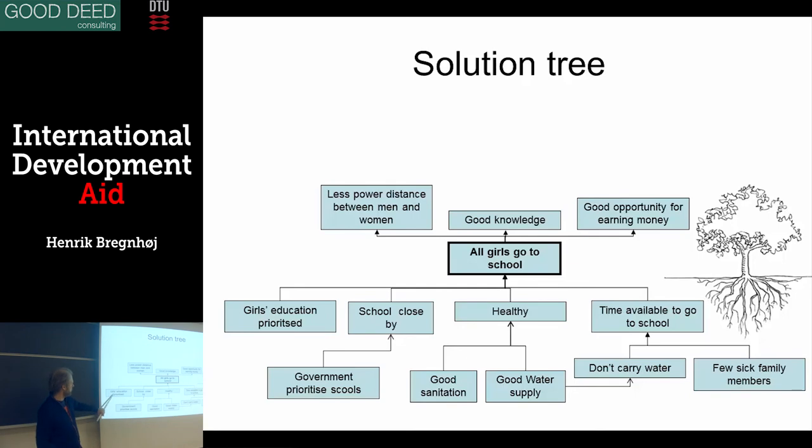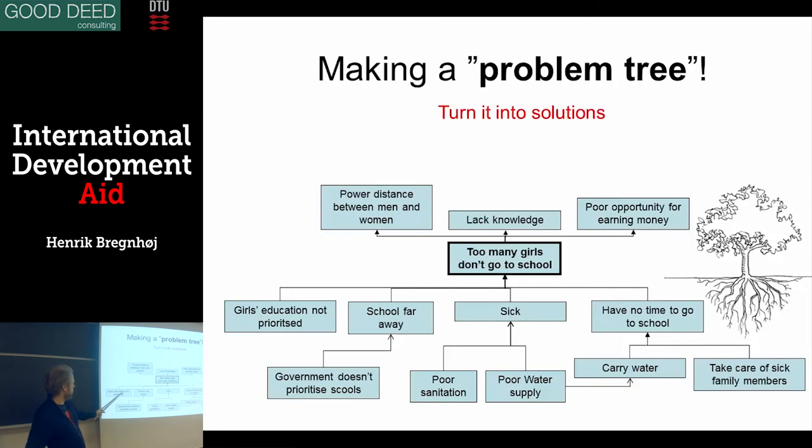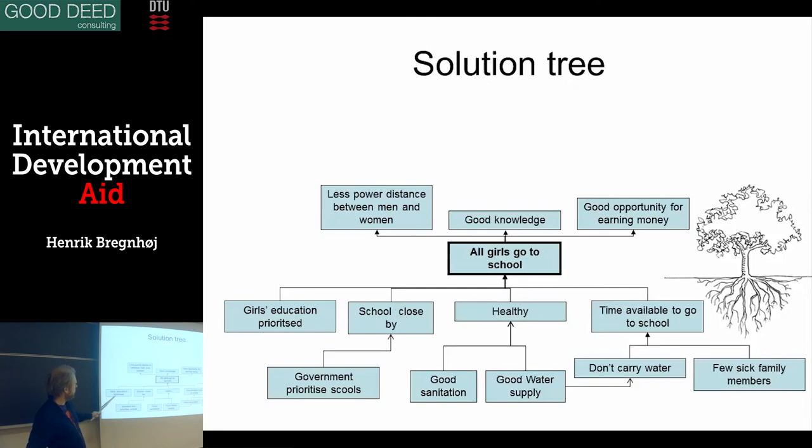Now it says here, girls' education is prioritized. Before it was girls' education not prioritized. Okay, that means if we prioritize it from the family, then that's a good contribution to girls go to school. And if also the school was close by, and that could be because the government is now prioritizing the school, they're building more schools. So that is also supporting them.